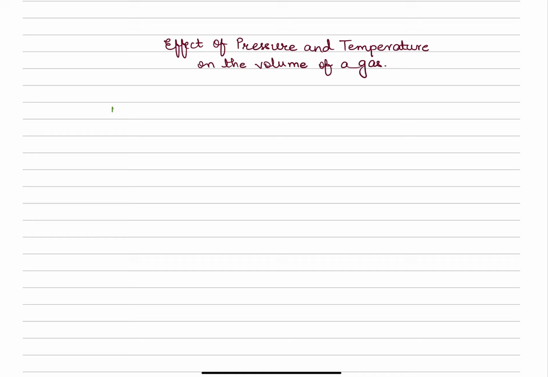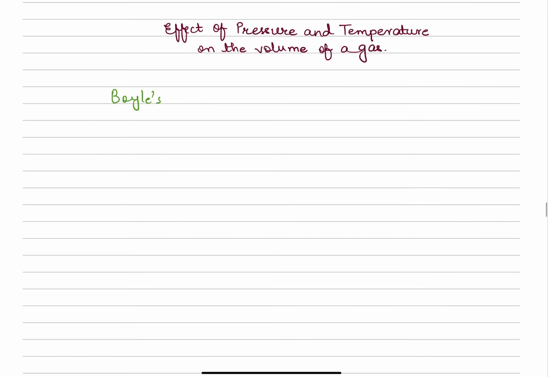The relationship of pressure and volume was proposed to us by Boyle. Boyle's law states that pressure and volume are inversely proportional given temperature constant. So if I draw a P versus V graph, the pressure and volume would be inversely proportional, but in this case, the temperature is constant. So pressure is inversely proportional to volume, given temperature is constant.